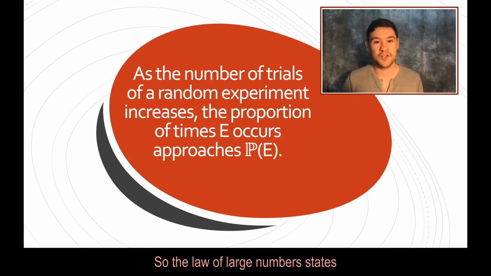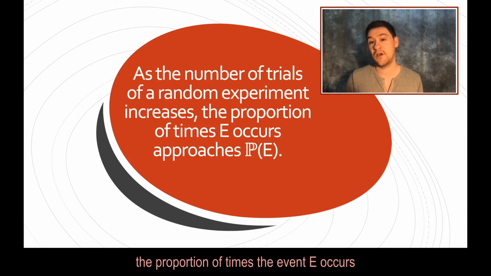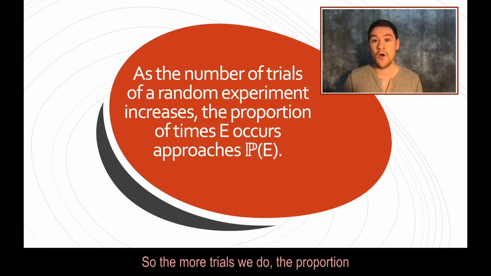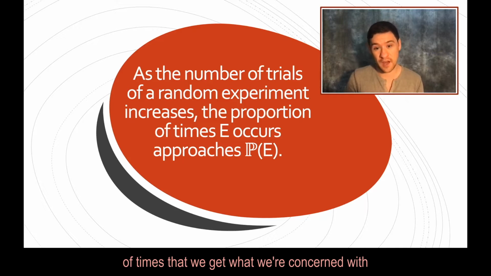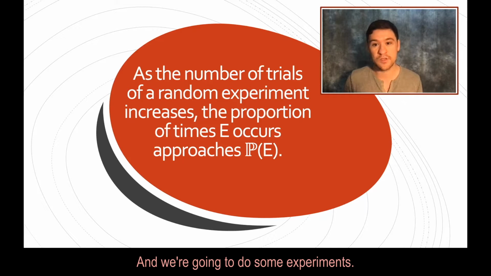So the law of large numbers states, as the number of trials of a random experiment increases, the proportion of times the event E occurs approaches the probability of E. So the more trials we do, the proportion of times that we get what we're concerned with will approach the probability of that thing. We're going to do some experiments.